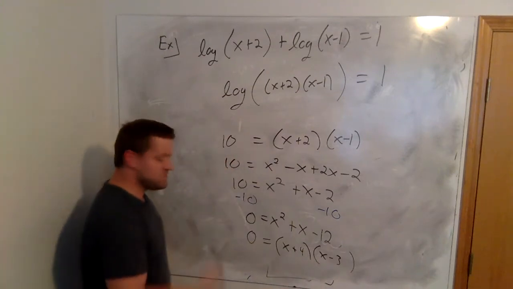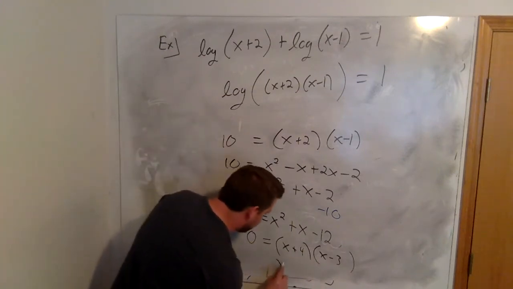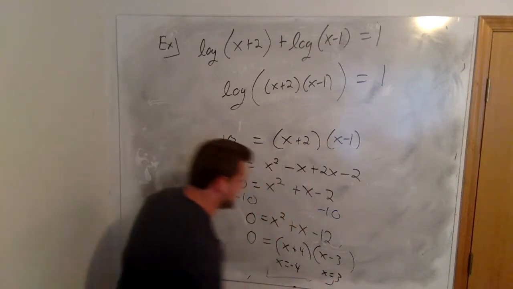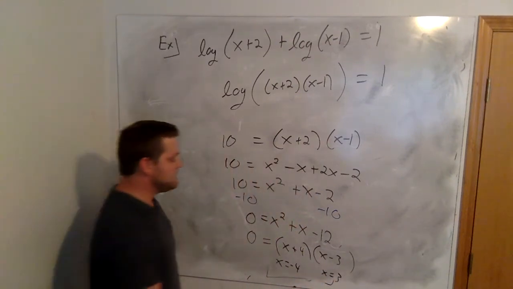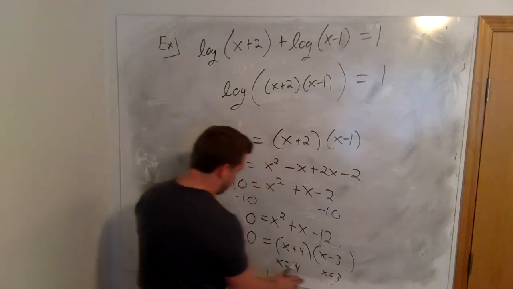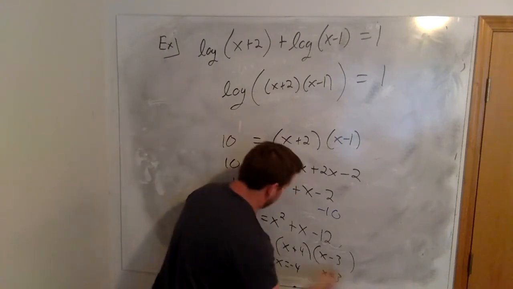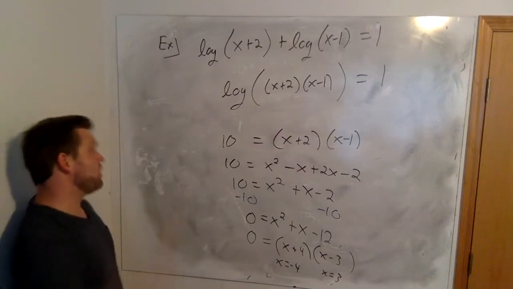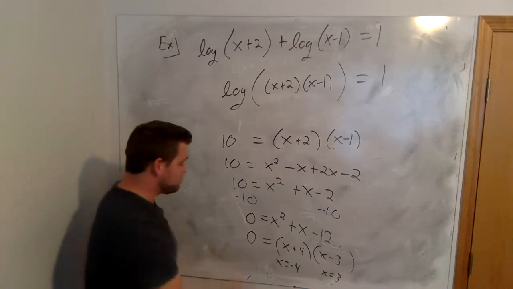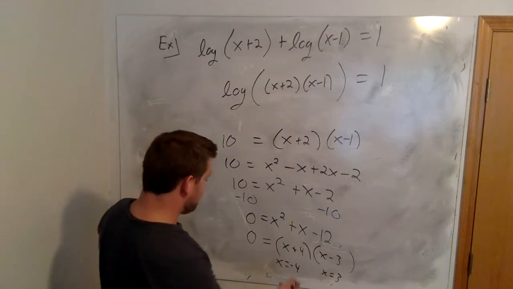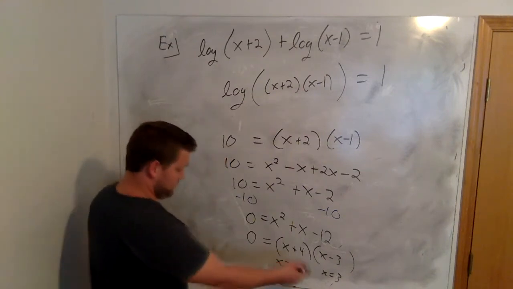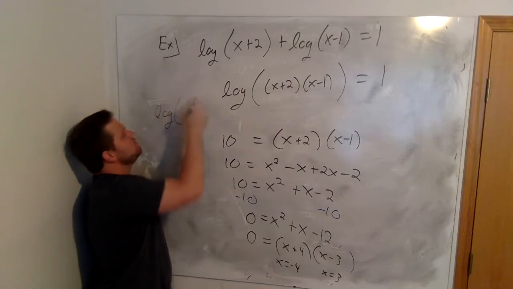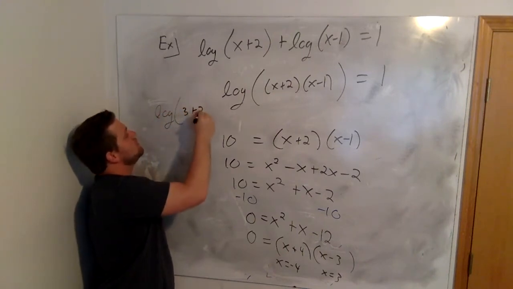So I hope you believe that this is screaming at us that x could be negative 4 or x could be 3. Now, be careful. Do not just freely box these in. There could be a domain problem with the logarithm. Notice that we need to check these. So for example, let's plug in 3. Does that one work? Well, if we plug in 3, we get 3 plus 2.